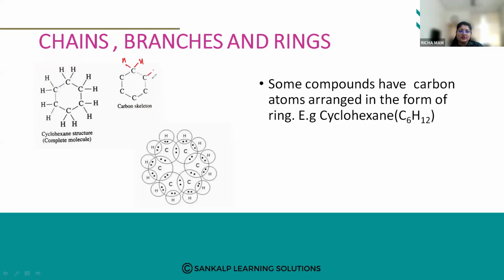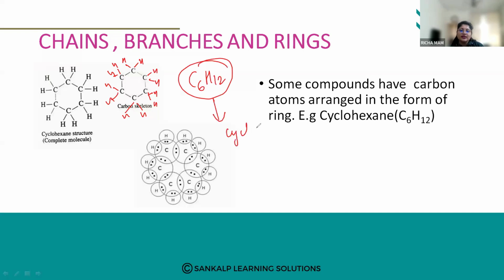So hydrogens, hydrogens, hydrogens. After we calculate, it will become C6, 1, 2, 3, 4, 5, 6, 7, 8, 9, 10, 11, 12. So C6H12 is nothing but your cyclohexane. So carbon can get linked in a straight chain, it can get linked in the form of branches, as well as in the form of rings.